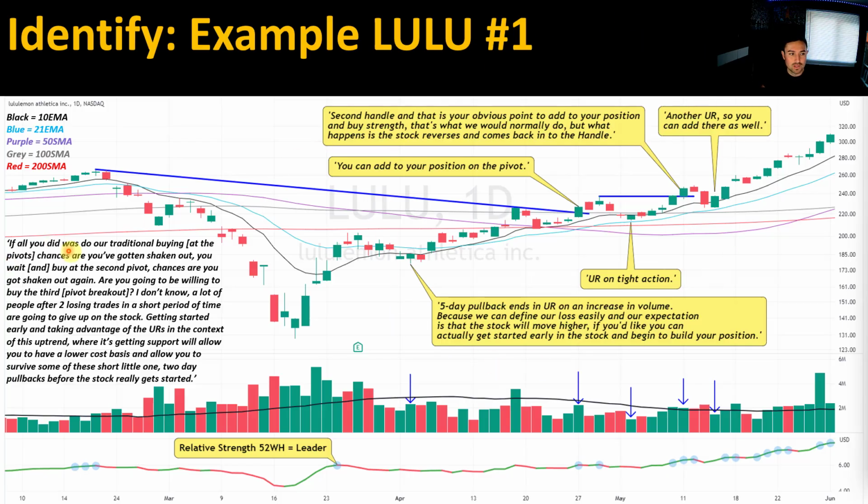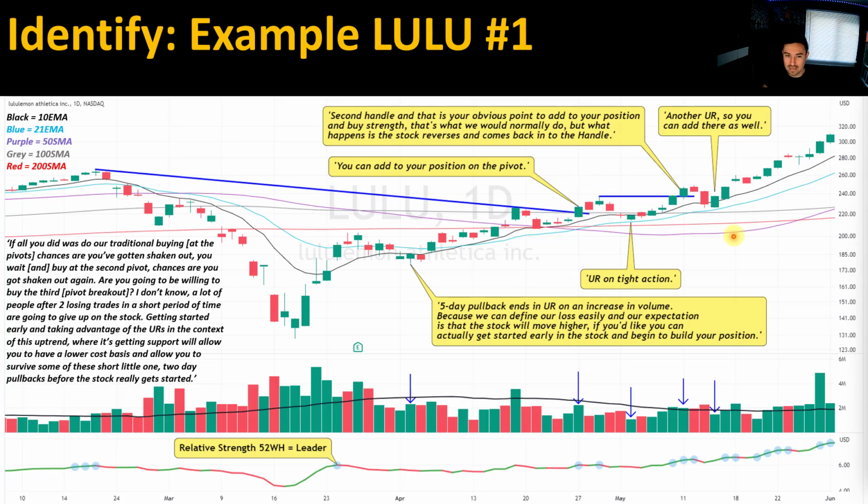If all you did was our traditional buying at the pivots, chances are you've gotten shaken out. So can you imagine if you were buying, see how you break this trend line here? So if you were buying here, it's popped for a couple of days and then it's pulled back in, and you probably got shaken out. And then it comes back up and you get another breakout coming through here, but you've probably been stopped out here. Remember what Charles said, that the stock is basically trying to go higher with the least amount of people holding on to it. So again, these kind of breakouts, this one here is a little bit V-shaped. This is a little bit better if you maybe got it really tight through these trigger bars.